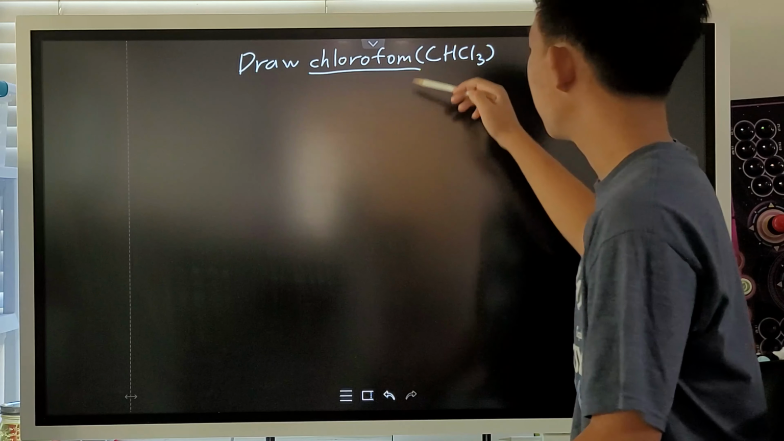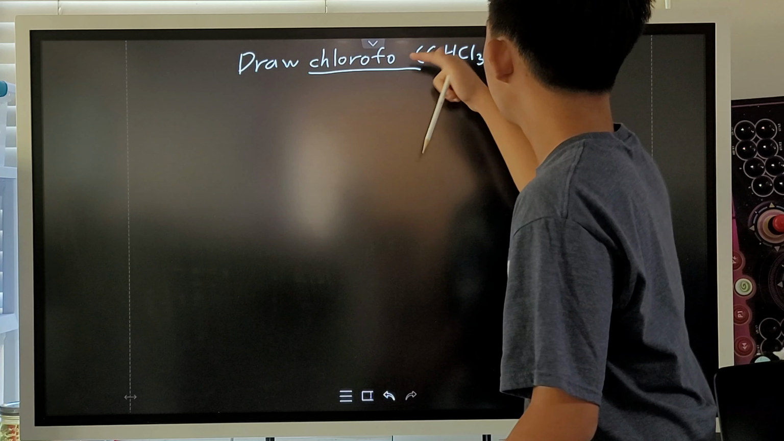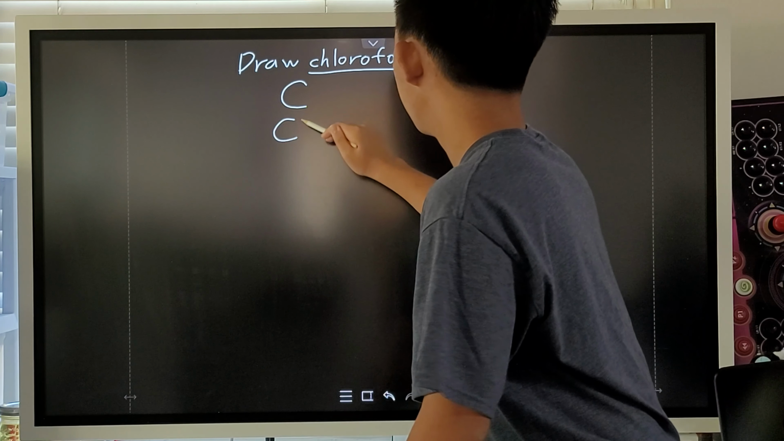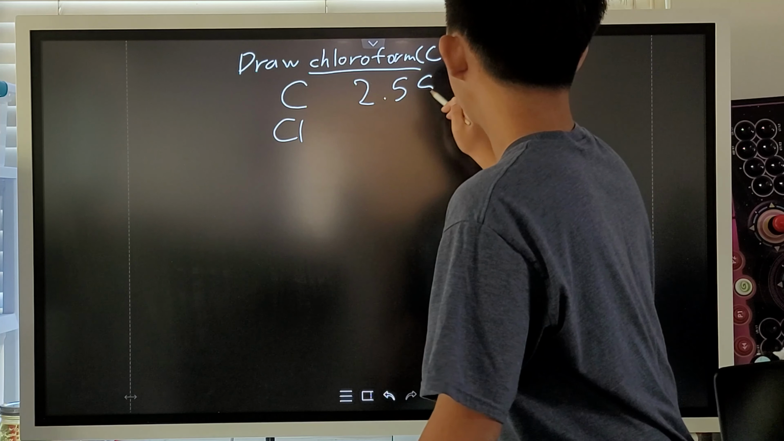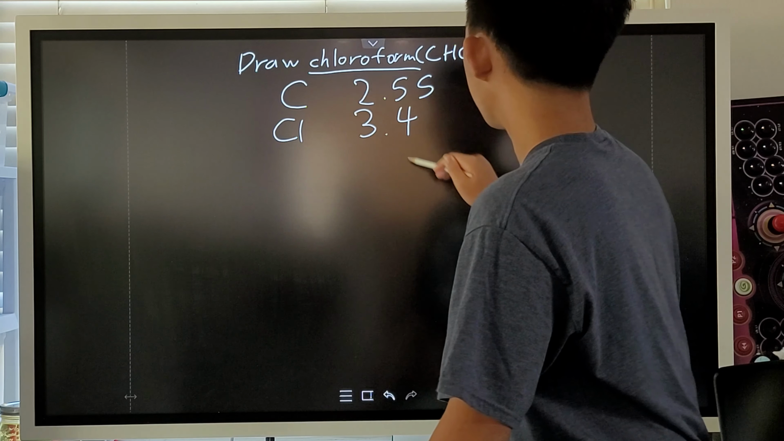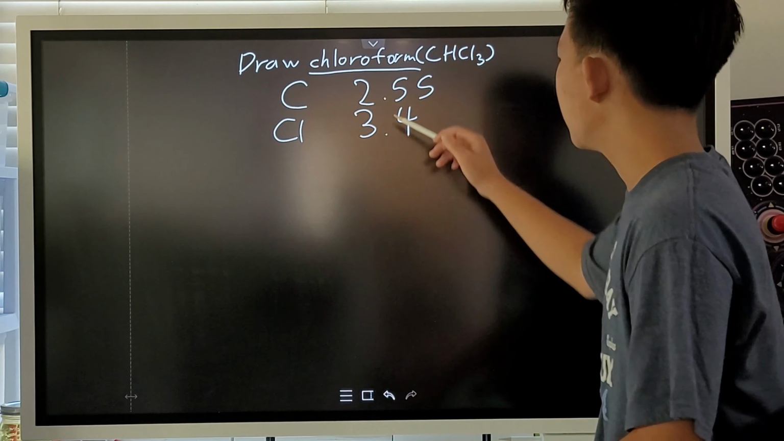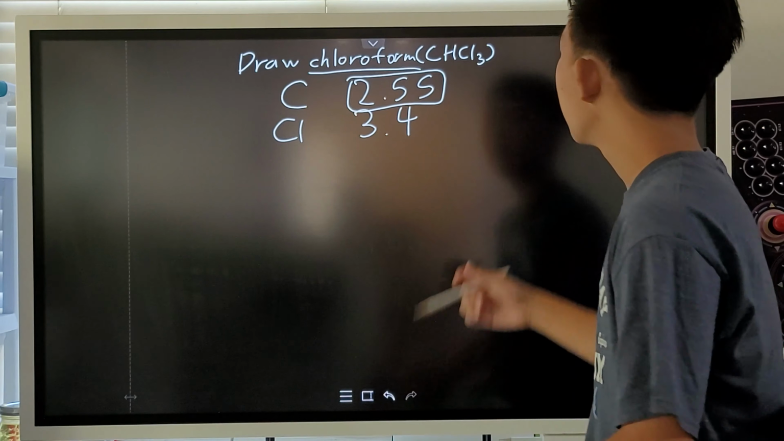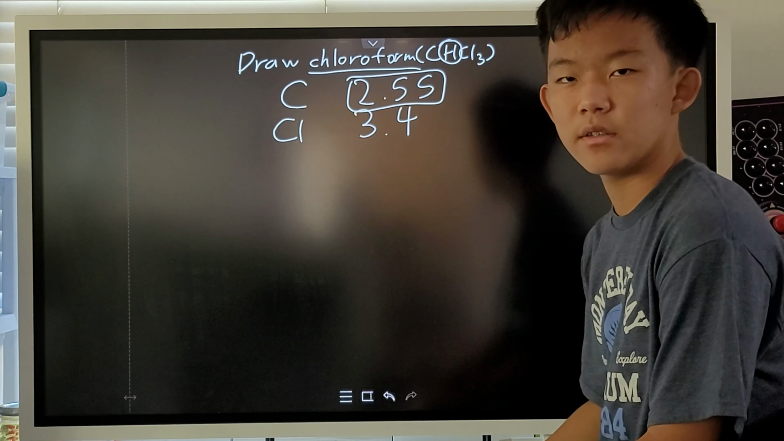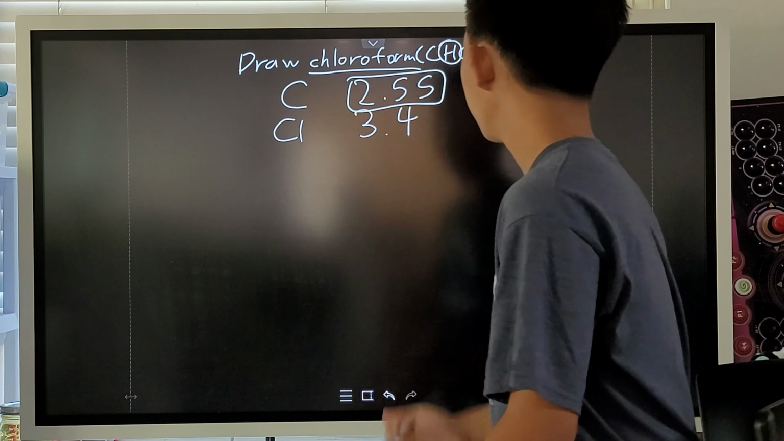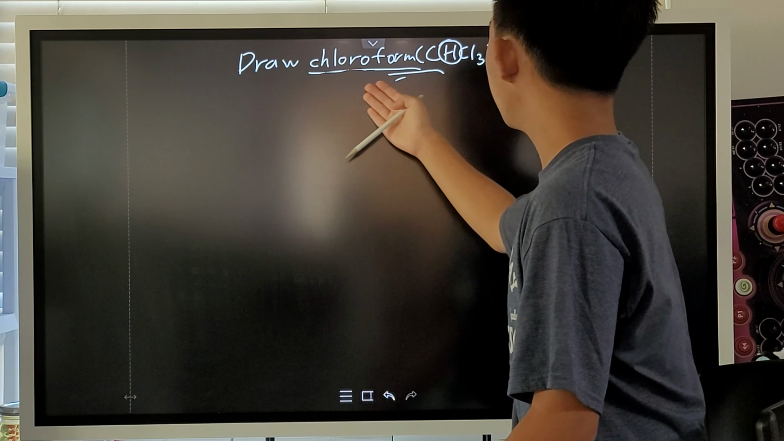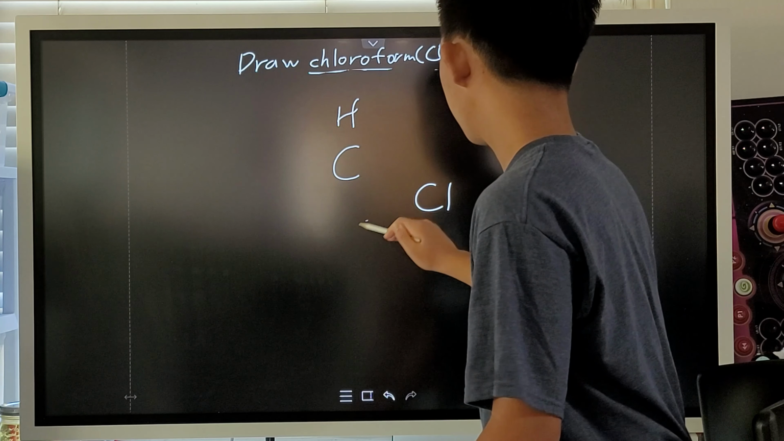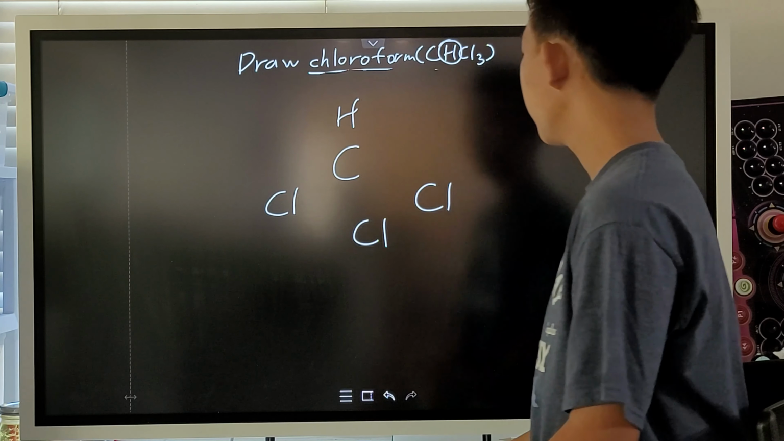So let's start with something simple. Let's draw chloroform. So let's look at each element on the Pauling scale. Carbon is about 2.55 and chlorine is about 3.4. As you can see, carbon is less electronegative, so carbon is likely the central atom, which it is. Again, hydrogen is not considered because it can never be a central atom. So we get the basic idea that chloroform looks something like this, right? Chlorine, chlorine, and another chlorine.